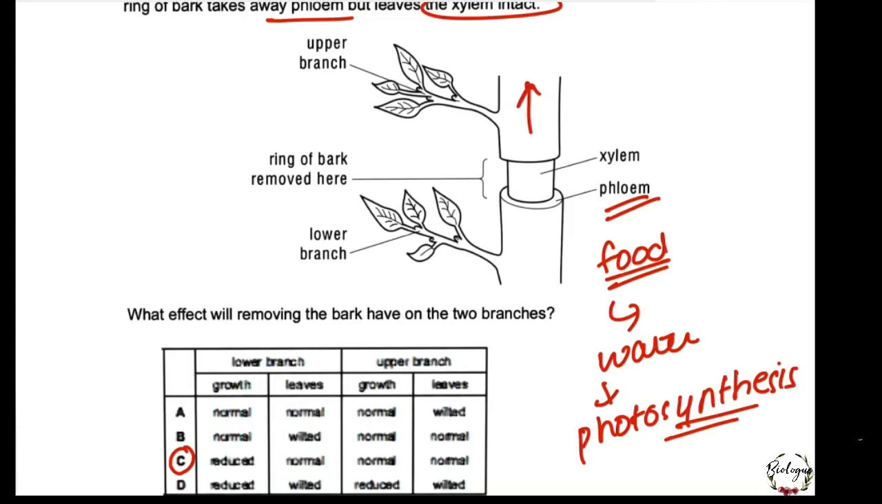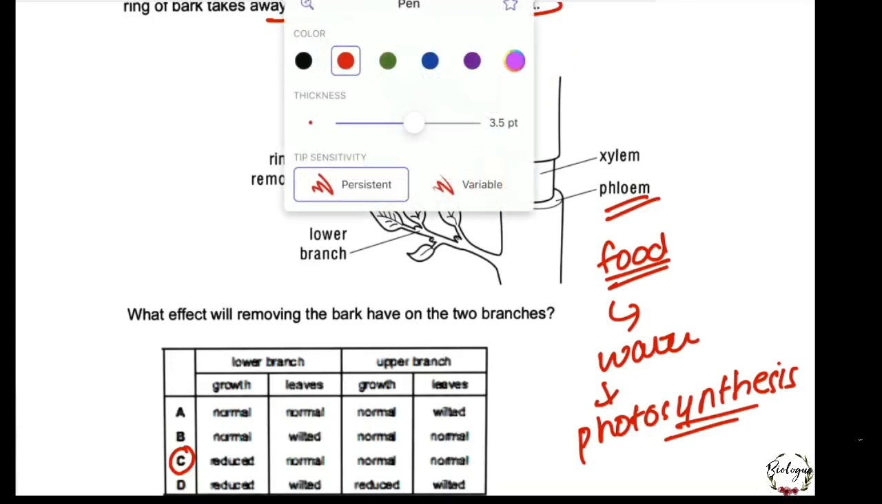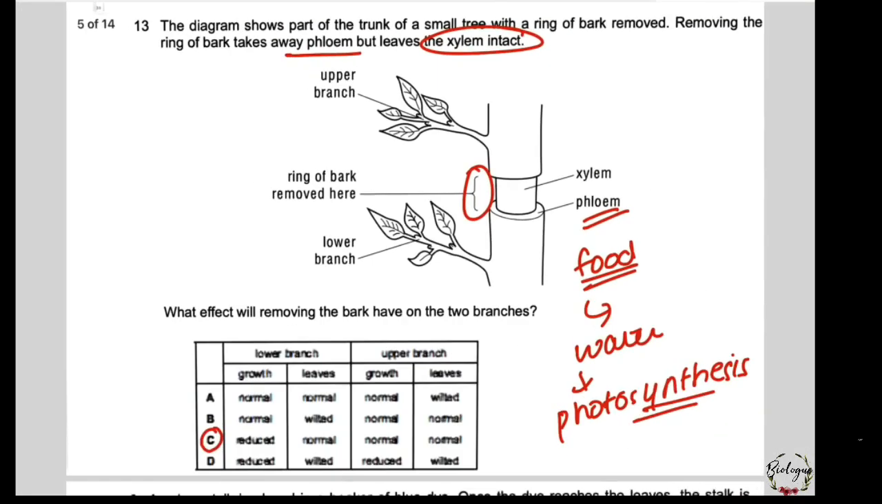The growth will be normal, because the xylem remains intact and the phloem is removed. Remember, the bark is removed here. So the growth of the upper branch will remain normal and the growth of the lower branch will be affected, because we are assuming that the food is being transported from top to bottom, from the leaf over here.